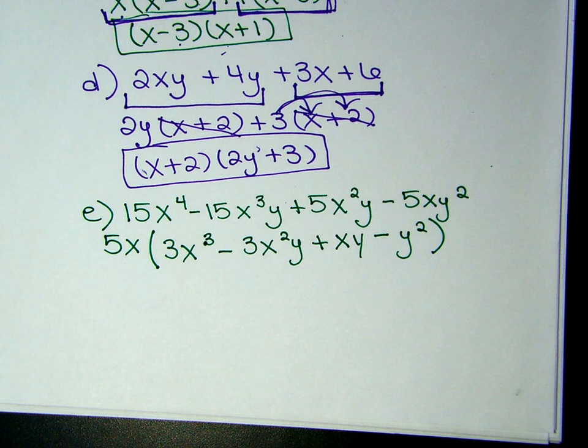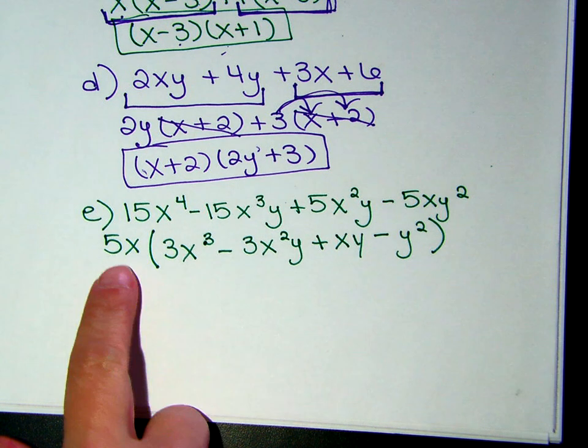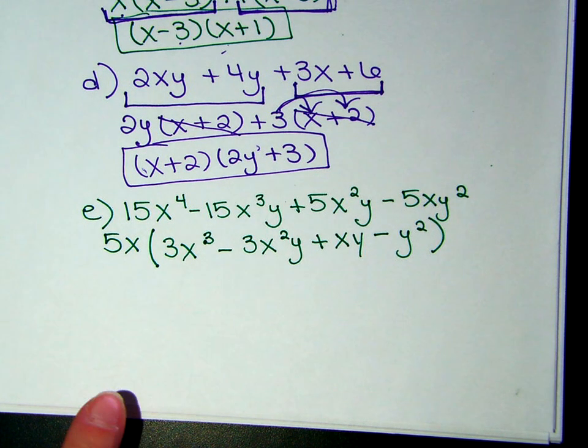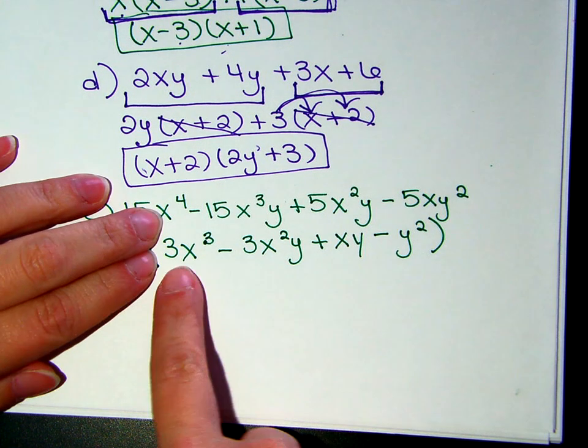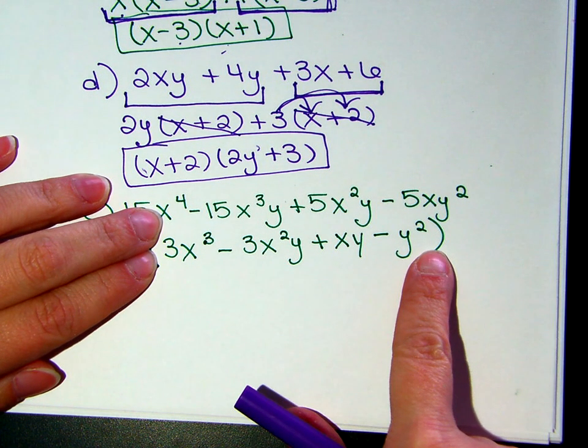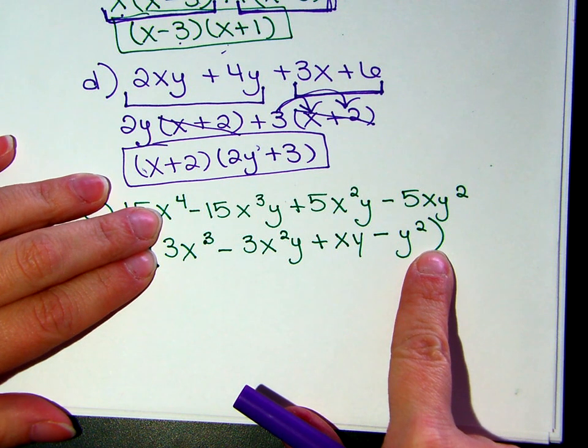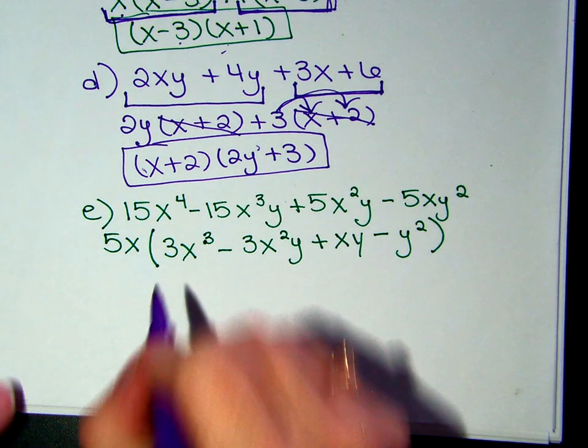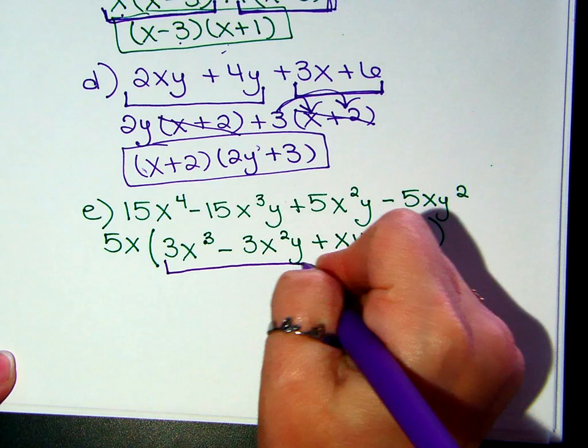So if they have something everything shares, pull that out first. And that's different than what we've seen on their other ones. So now this 5x is kind of going to hang out here on the outside for the rest of the problem. We will never redistribute it. It's just going to stay out there. Because now we're going to look at this and solve it just like we have our other ones, where we're going to group them. I'm going to look at this first one, and then I'm going to look at this second one.